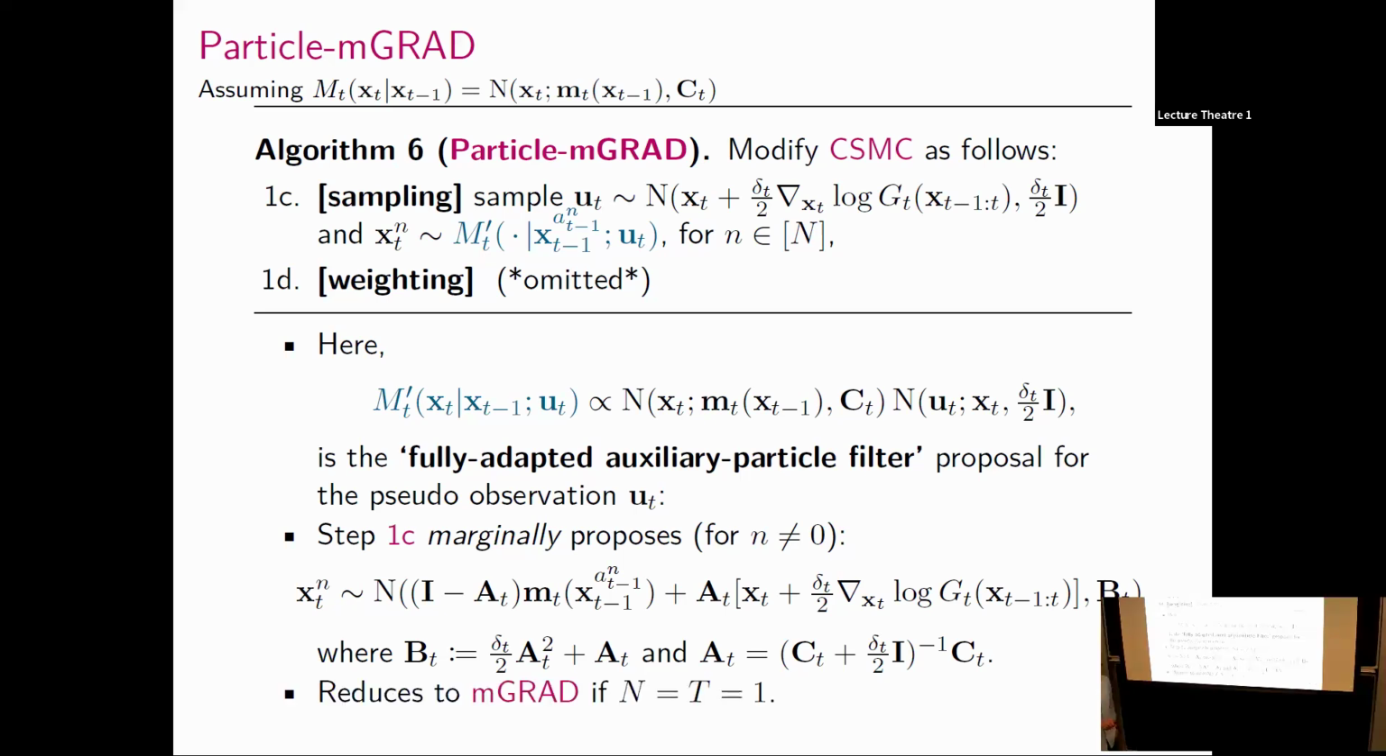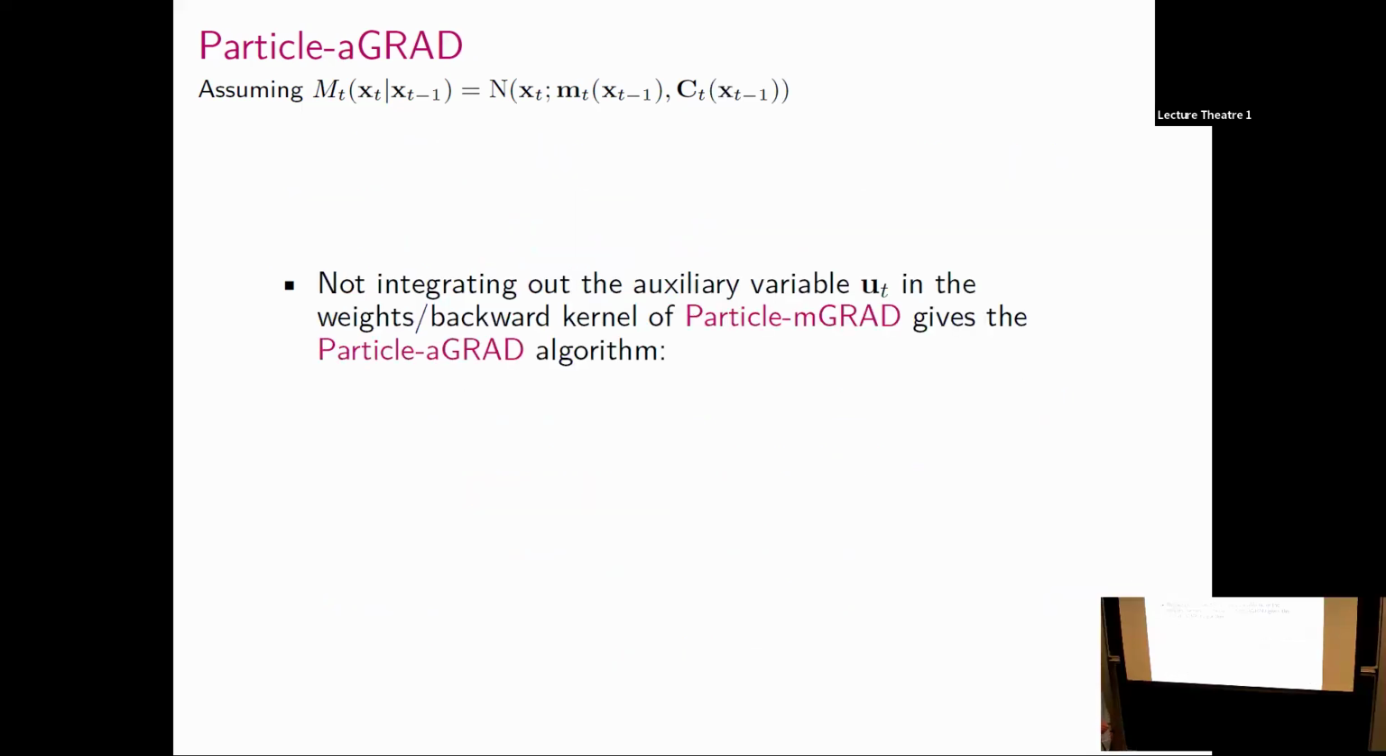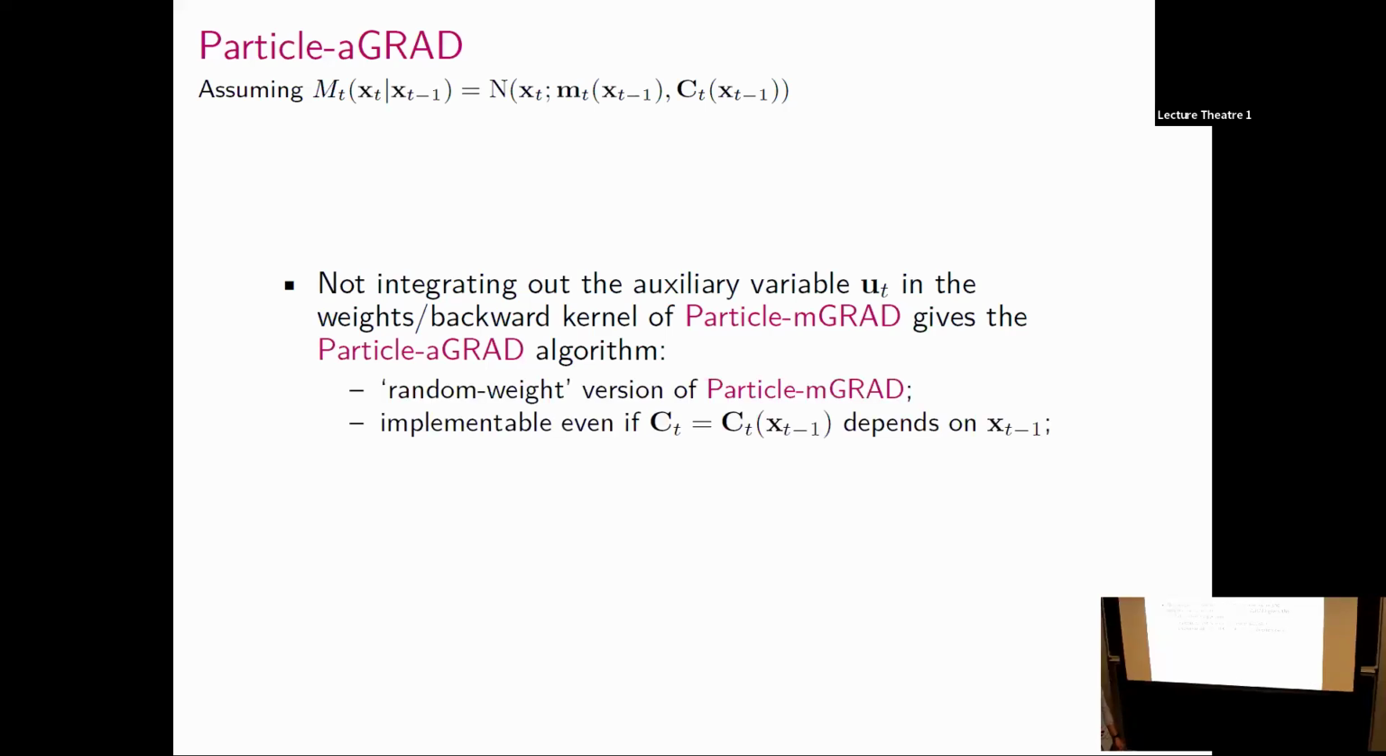And indeed it reduces to mGRAD if N and T are equal to 1. Again, we can construct an auxiliary sampler version of this. If we don't integrate out the auxiliary variables in the particle weights, then we get a kind of random weight version, which is slightly nicer in the sense that it is implementable even if the prior covariance matrix depends on the previous state. So we're slightly more flexible there. And that reduces to the mGRAD algorithm, unsurprisingly. Excellent.